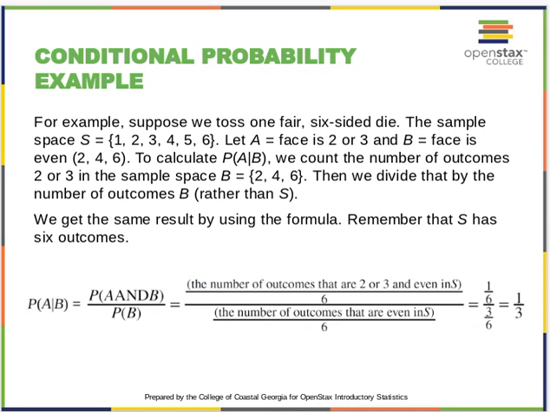Let's just talk through this real quickly. Suppose we toss one fair 6-sided die. The sample space is then 1 to 6. A is equal to 2 or 3. B is equal to 2, 4, or 6. To calculate the probability of A given B, we count the number of outcomes, 2 or 3, in the sample space B equals 2, 4, 6. Then we divide. All that's just saying plug it into that same formula. We know the probability of A and B is 1/6. The probability of B is equal to 3/6. And the probability of A given B is equal to 1/3.